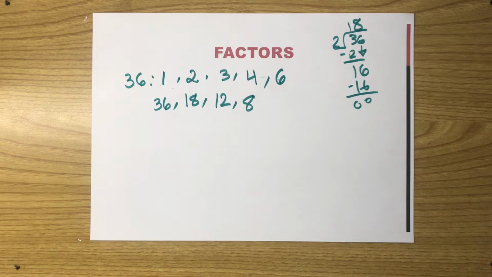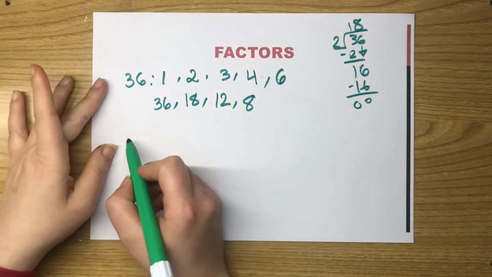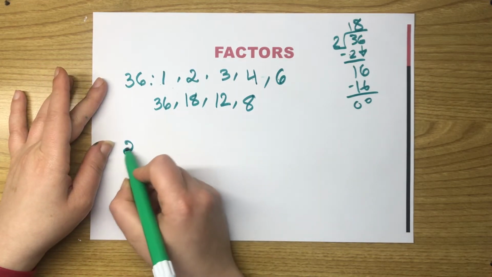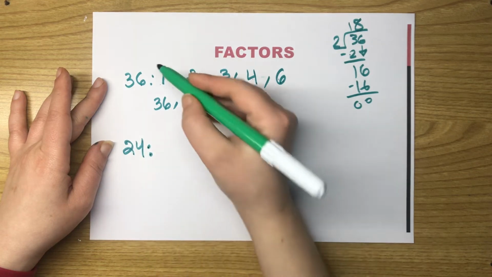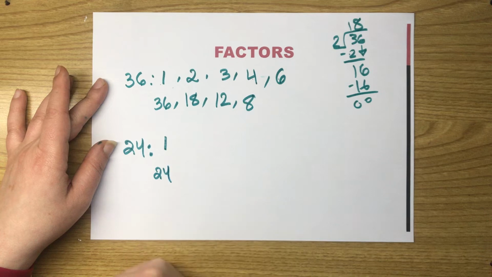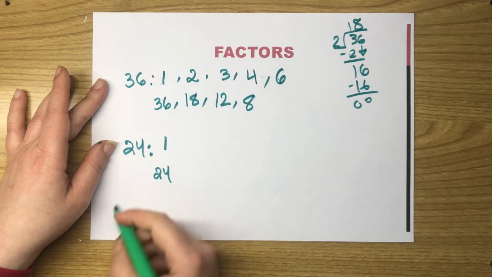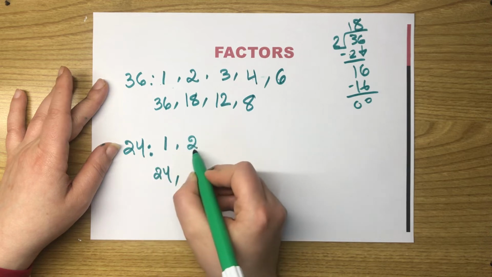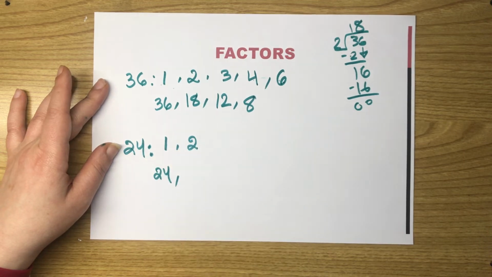Okay, let's try another number. Let's take 40. I want to try a smaller number: 24. Always start with 1. 1 times 24. Factors for 24. Because it's even, 2 times what gives you 24?